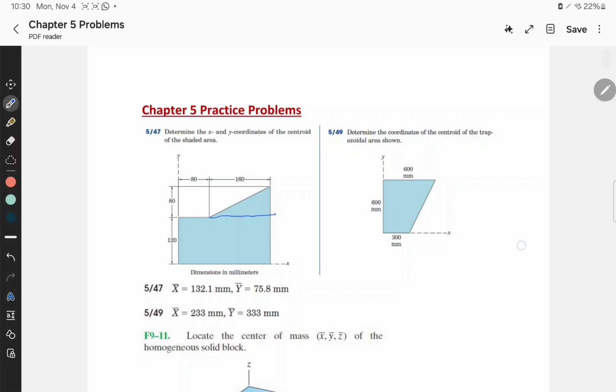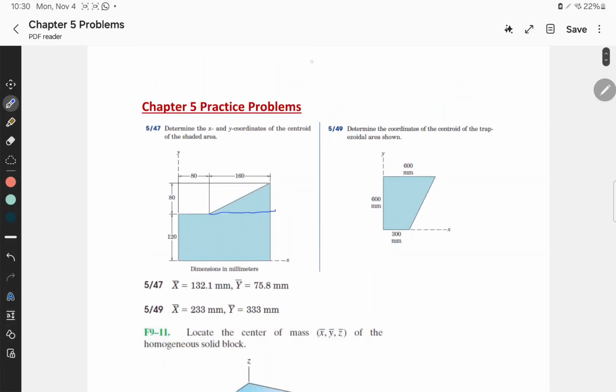To make it easy on yourself, you're going to want to draw a little chart. This one has two shapes, so we'll call it shape 1. This one's shape 2. We're going to make a chart with columns A, x component, y component. Then rows 1 and 2. We're going to find the area of shape 1, the x component of shape 1, the y component of shape 1, and then the same thing on the bottom.